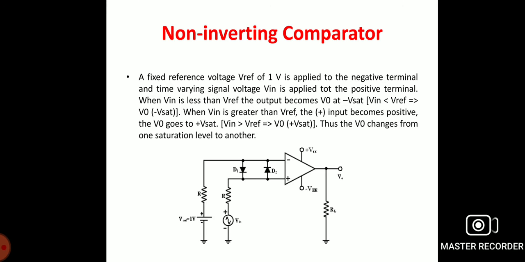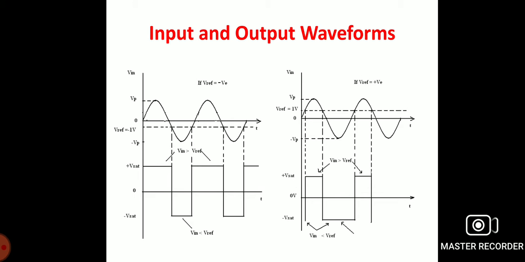Now we see the input and output waveforms of the non-inverting comparator. In the first part, the input voltage is less than the reference voltage, so the output is at the negative saturation level. In the second part, the input voltage is greater than the reference voltage, so the output saturation voltage is positive.